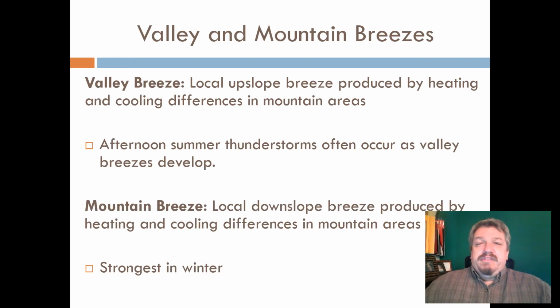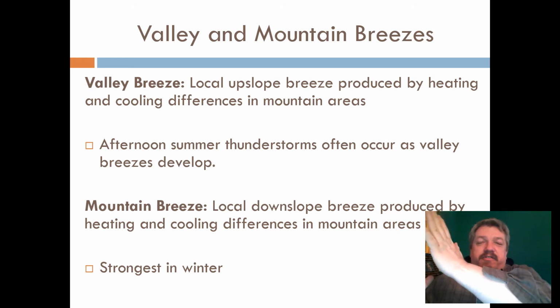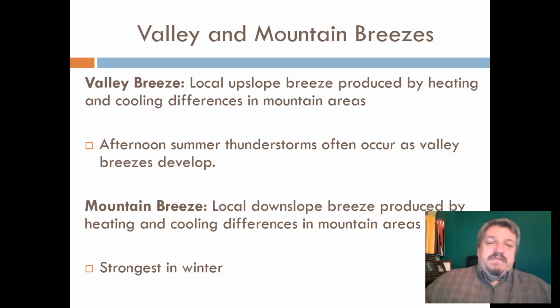Valley and mountain breezes are kind of like onshore, offshore. They happen in a very local area, and they happen back and forth over the course of a day. But here, instead of water and land, you have a valley or a mountaintop, and then low land. And what happens is you have a valley breeze that blows up the side of the mountain during the day, and then a cool breeze down the valley at night.